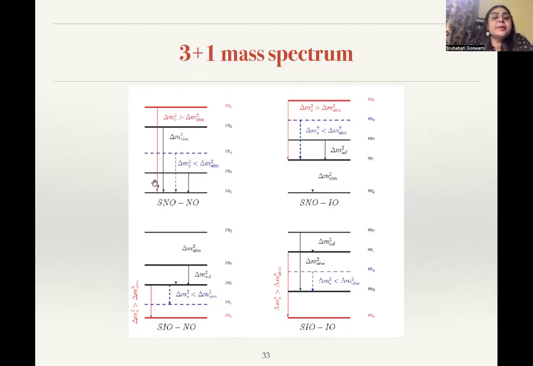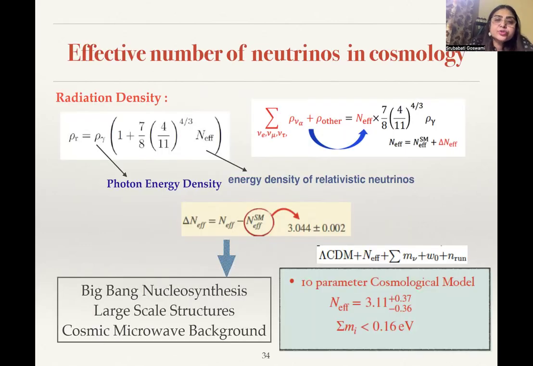Normal hierarchy means that I have Δm²₂₁, and the third state has a higher mass than 2 and 1. Inverted ordering means the third eigenstate is below 2 and 1, but the sterile can be above this at eV². Another possibility is the sterile can be below. However, these scenarios are very strictly constrained by cosmology, so one has to see that.